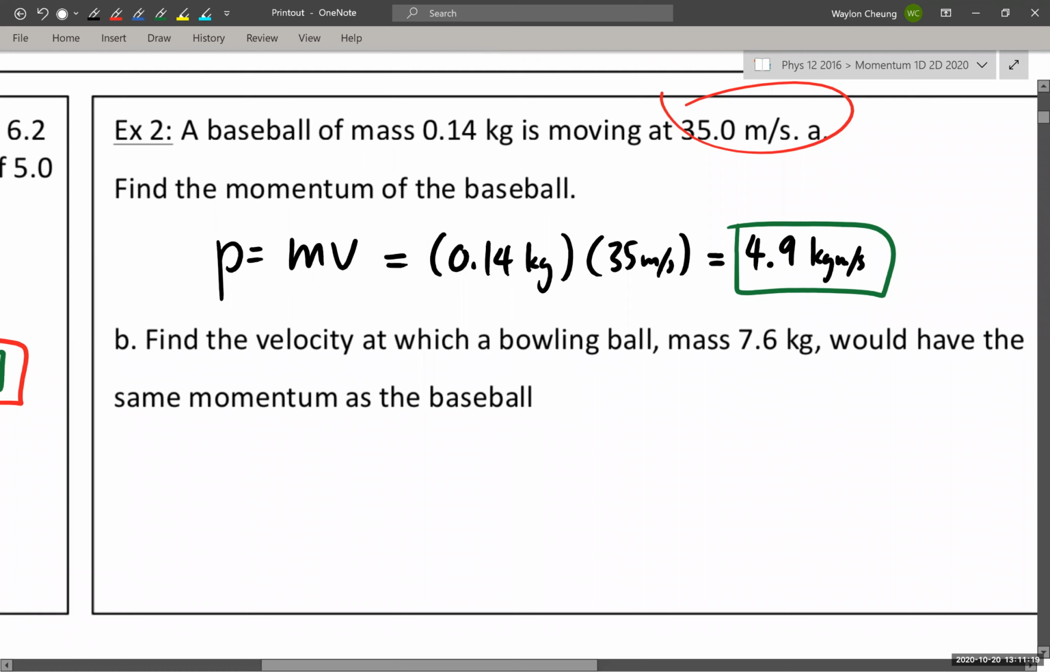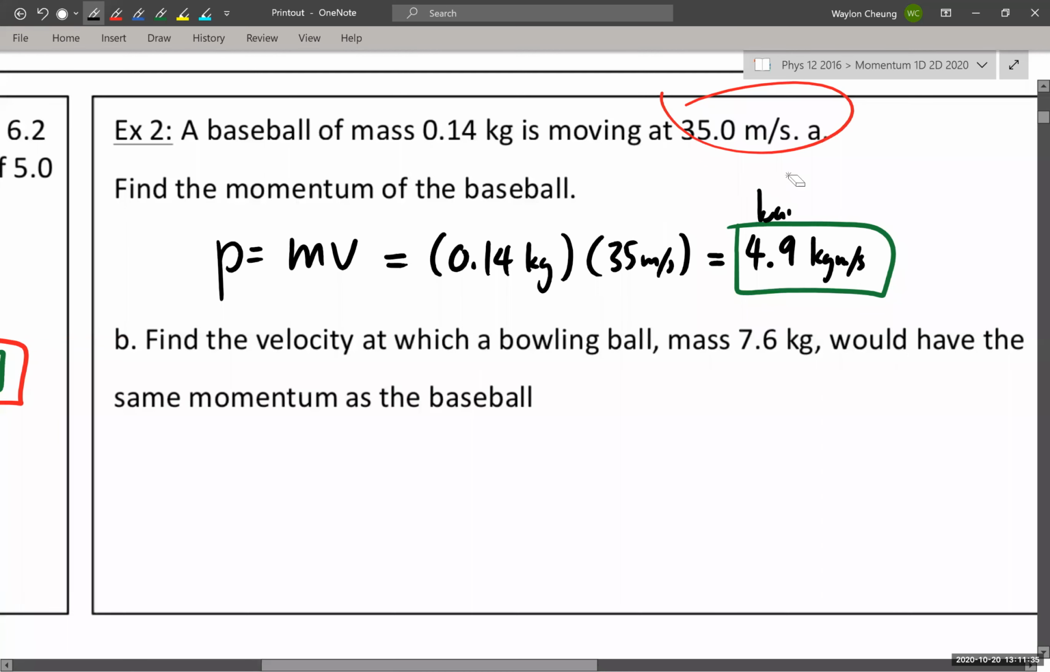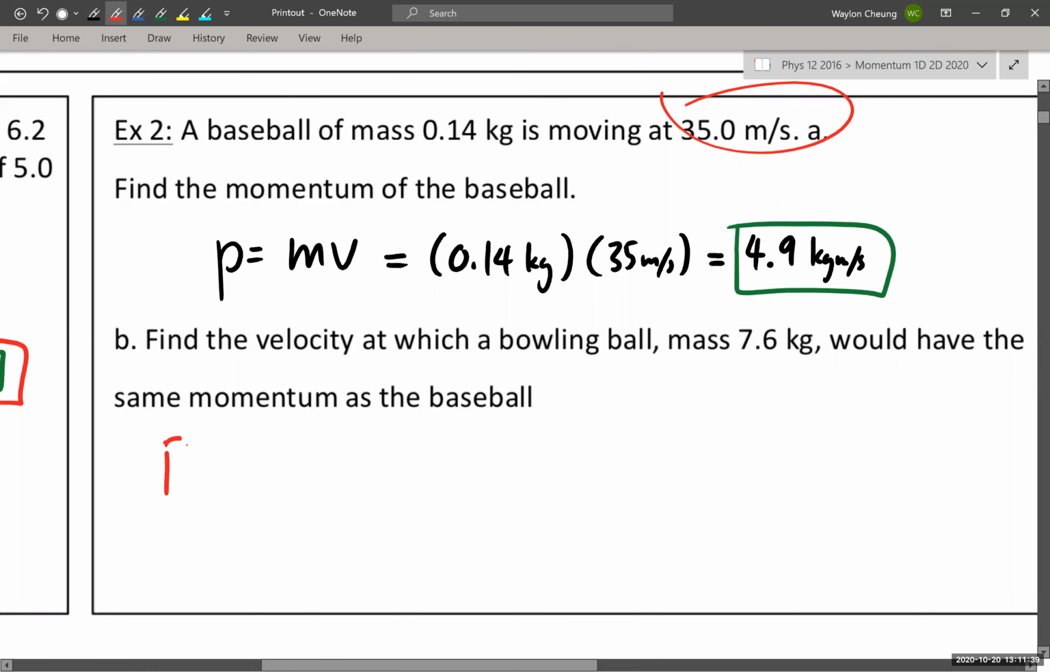Now, but instead of throwing a baseball at you, what if I throw a bowling ball at you? That sounds bad, right? So how fast would a bowling ball need to travel to have the same momentum as the baseball? So the baseball has a momentum. I want the momentum of my bowling ball to be the same as the baseball, which is 4.9.